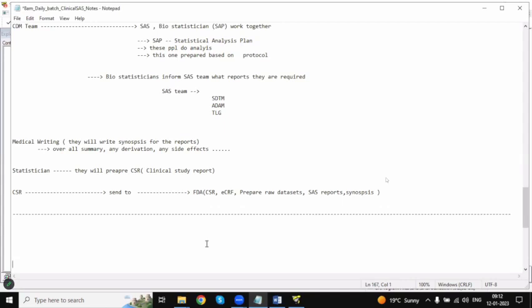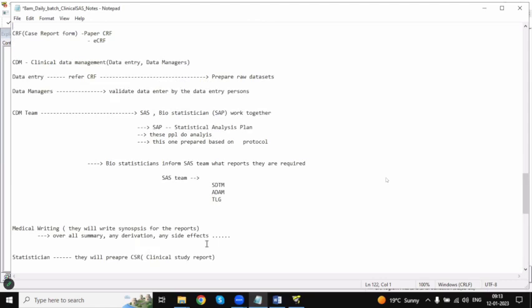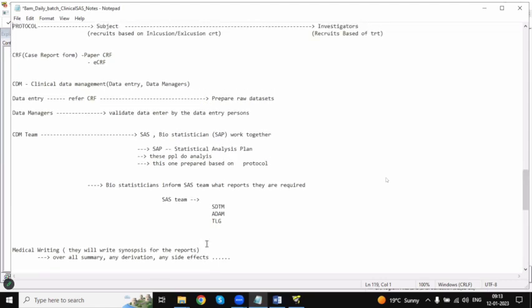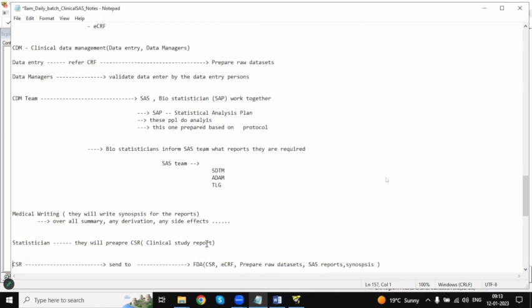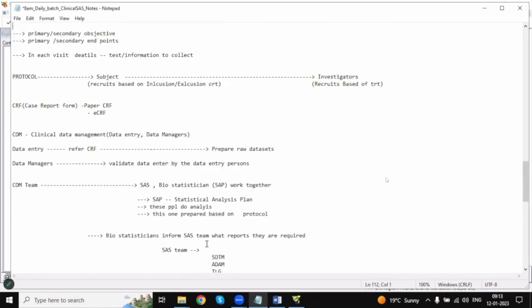Any questions, anyone? So PPL means what is it? PPL. People. You have to write that PPL, sir. These people do analysis, na. Okay, people. Yes. Statisticians, people will do the analysis.